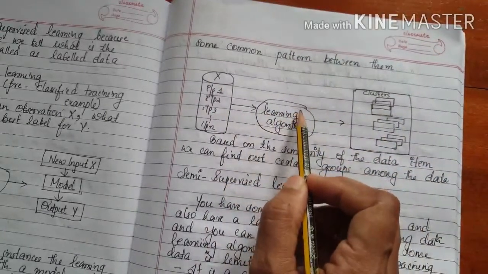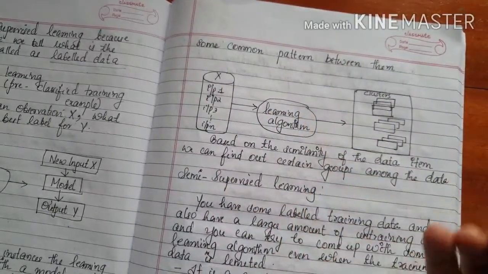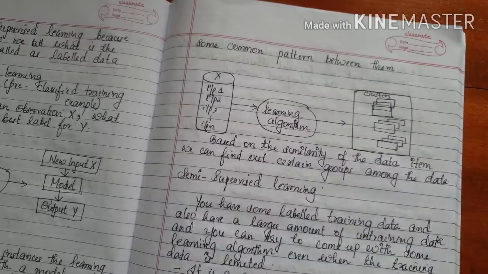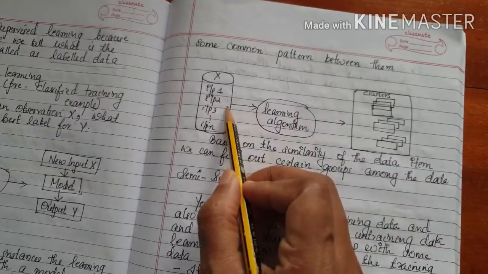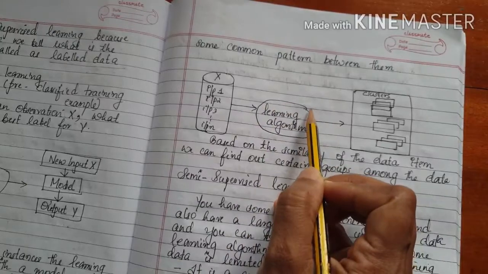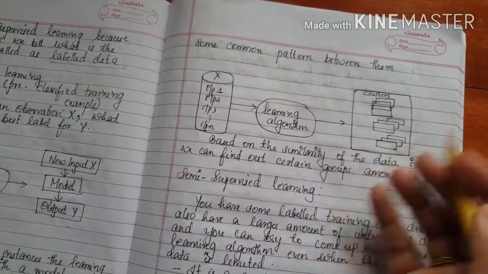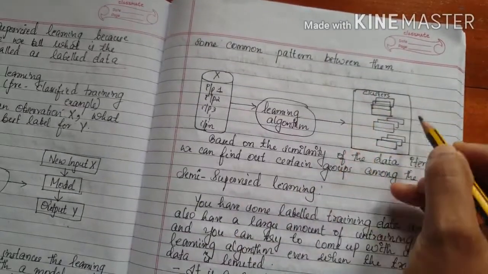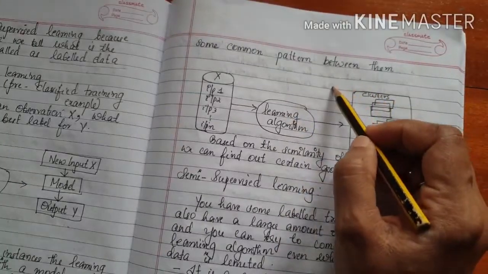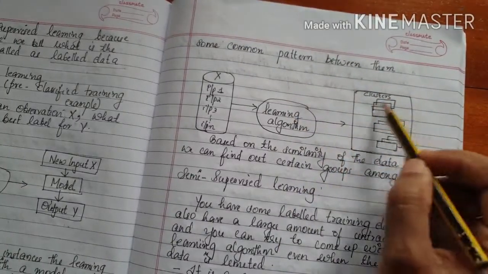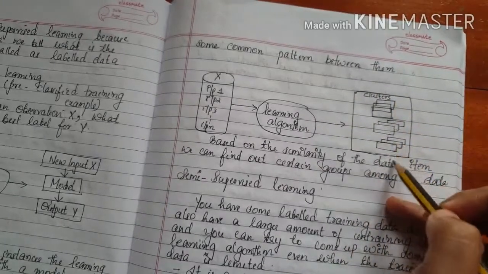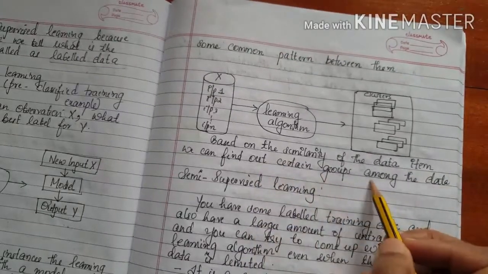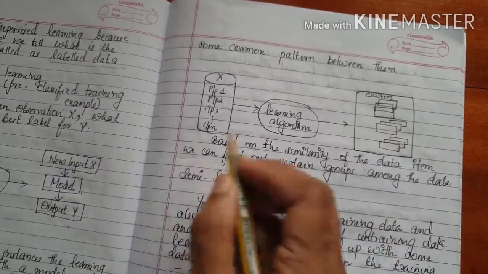Somehow the machine will try to figure out the solution by learning similar features among them. Once these inputs are provided, after the learning algorithm, the machine will output a model. Whenever we give a new instance to our model, it will find out which cluster or group this input belongs to. Based on the similarity of the data items, we can find certain groups among the data. So this is all about unsupervised learning.